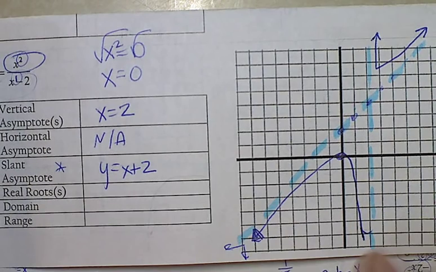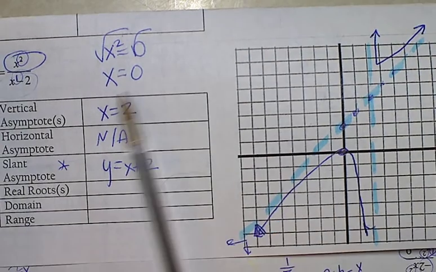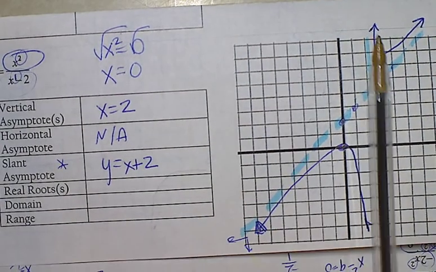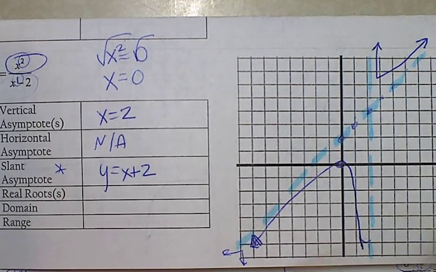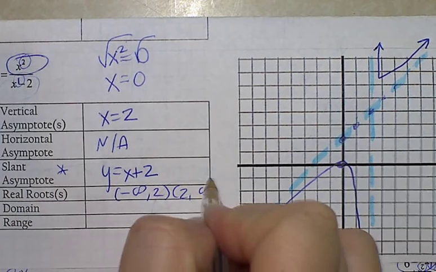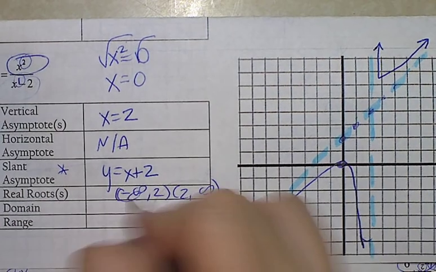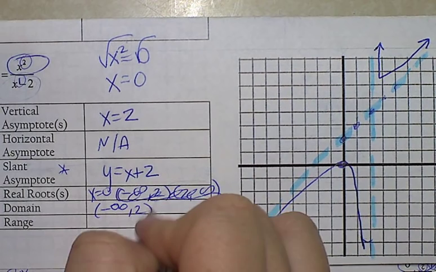Is there any limit how far it's going to go to the left? So it comes from the left, it keeps coming until it gets to what wall? 2. Then it jumps over and it goes from 2 to positive infinity. Oh, I put it in the wrong area. This is x equals 0, negative infinity to 2, and 2 to positive infinity.